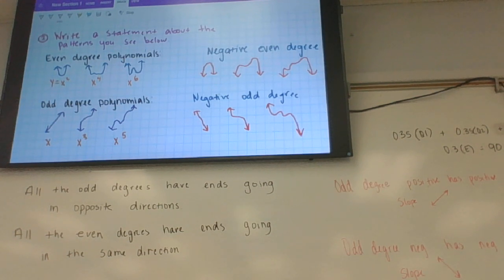Alright, anybody notice any patterns up here? I don't know how to word it, but I said that all the odd ones are going in like 2 directions, and all the even ones are in one direction. That's it. That's what we're looking for. Did you see it? You see the odd ones? What are the odd ones doing?